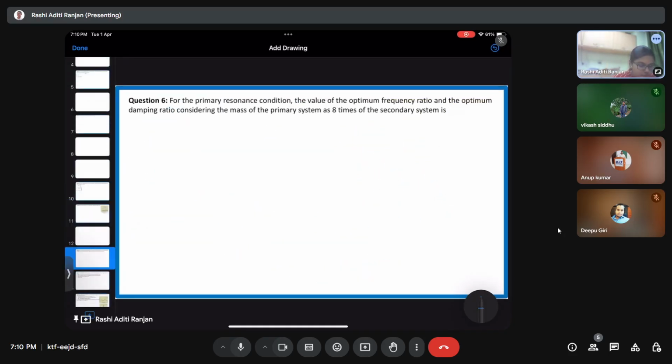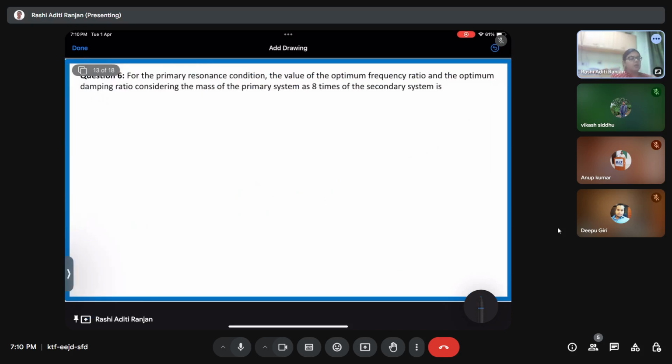Coming on to question number 6. The question says that for the primary resonance condition, what are the values of the optimum frequency ratio and the optimum damping ratio, considering the mass of the primary system as 8 times that of the secondary system? Firstly, while answering this question, we are trying to get the answer through the H infinity optimization.